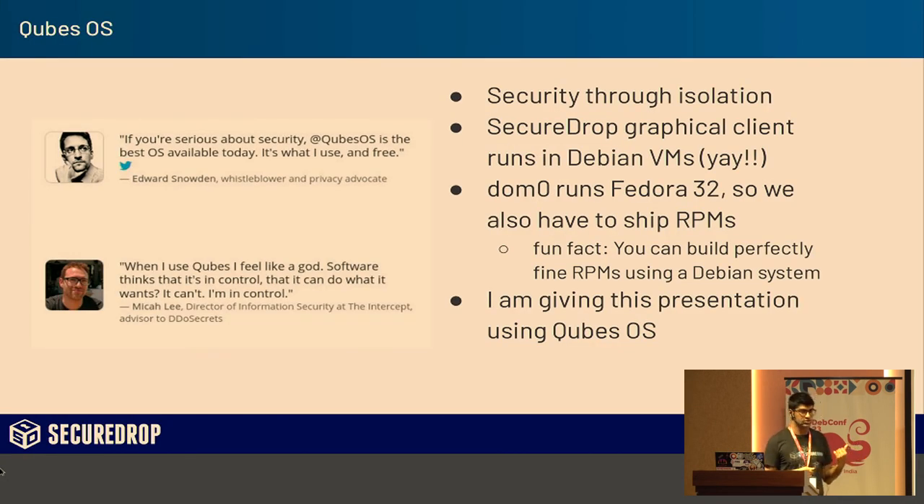Like I mentioned earlier, Qubes is security through isolation. The graphical client that I showed earlier runs in real Debian VMs, which is so nice. Right now we're still running Bullseye, but we're going to switch to Bookworm hopefully by the end of the year. Dom0, which is like the virtual machine that controls all the other virtual machines, runs Fedora 32, so we have to ship RPM packages as well. But a fun fact I learned is that you can build RPMs on a Debian system, and it works perfectly fine. All of RPM is packaged in Debian, and it just works. And in case you couldn't guess, I'm giving this presentation using Qubes OS on my laptop.